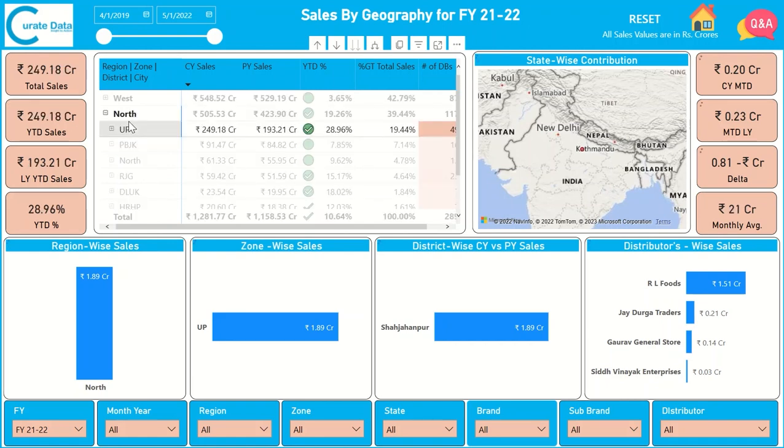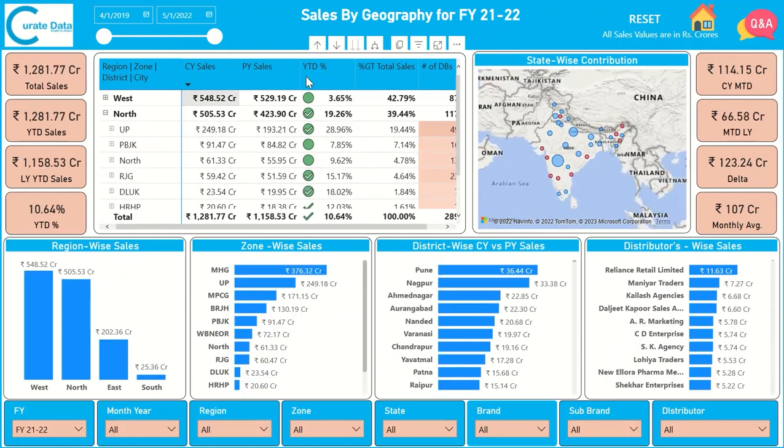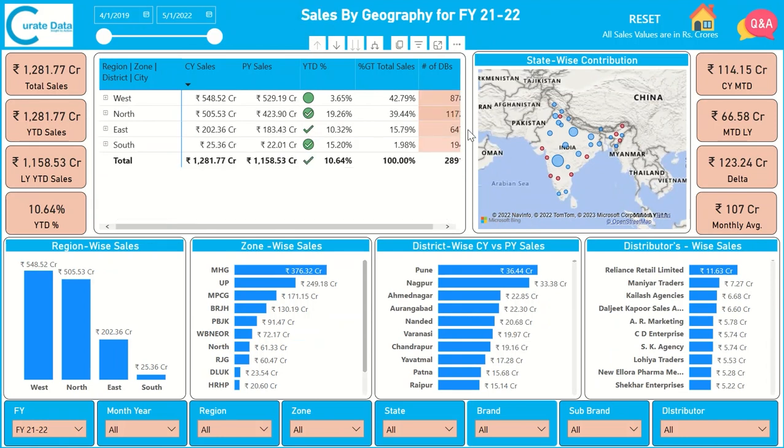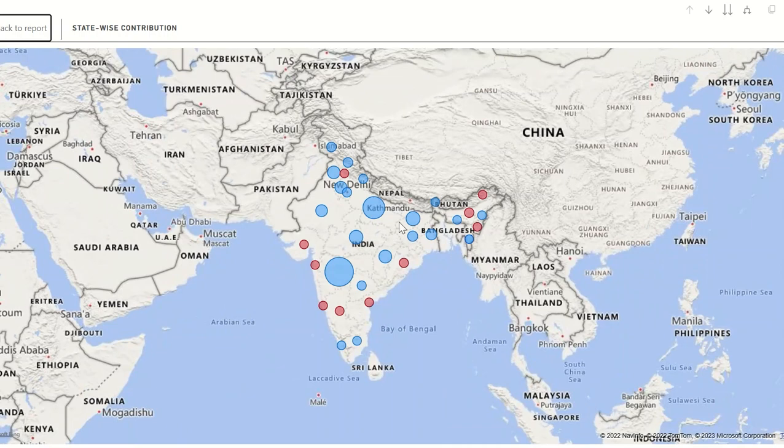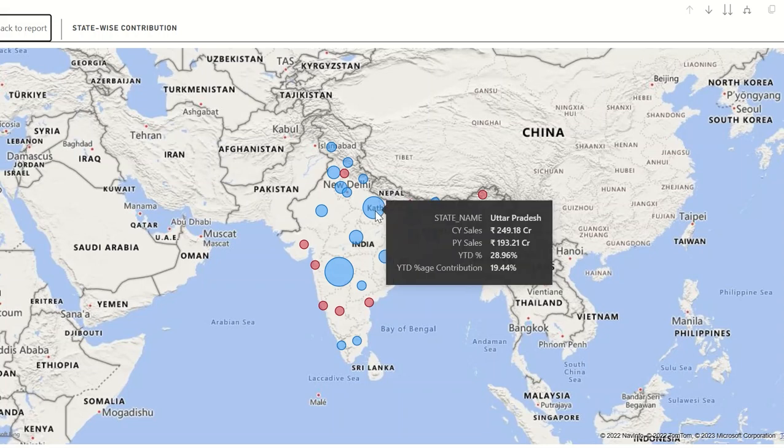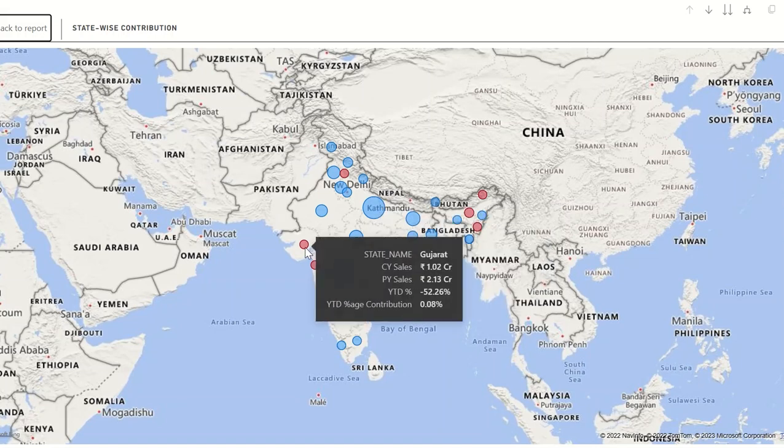Now coming to the graph, if I unselect all in this particular graph, you can see this particular map. If I do it in focus mode, you can see the bubbles for each and every state. The red one is depicting that YTD growth is less, right? If you see this particular state, UP, there is a growth of 28% versus last year. All red bubbles are showing there is a negative growth versus last year.